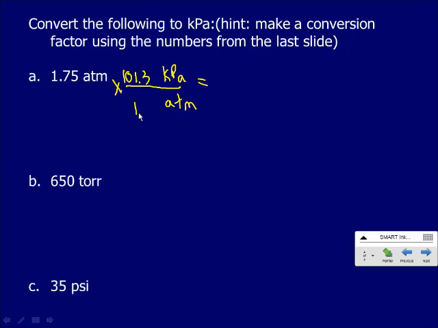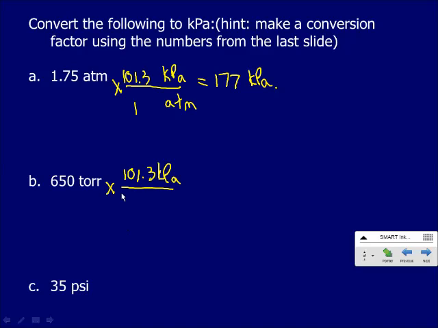1 atmosphere, by the way, is a whole number defined that way. So I'm looking at 3 significant digits here. 101.3, and that's kilopascals. Okay? I'm really only going to be wanting to turn it into kilopascals, because that's the number that's found in many of our equations. So it's always going to be 101.3 kilopascals on the top.